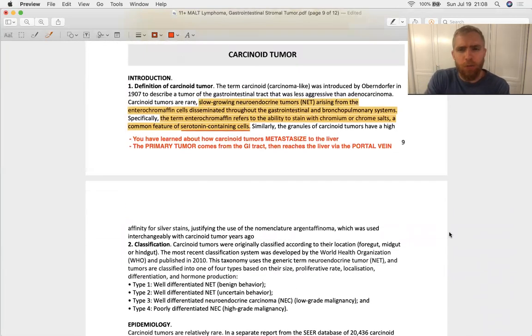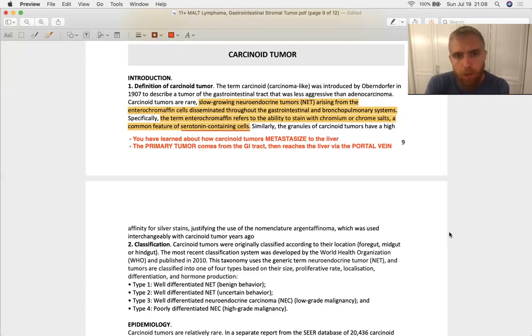So let's talk about carcinoid tumors. These dudes are cool. They're neuroendocrine tumors growing from enterochromaffin cells distributed throughout the GI and bronchopulmonary systems. So these cells stain with chromium, reflecting how they contain serotonin. We have already talked about carcinoid tumors back when we talked about valvular lesions of the heart. Remember, carcinoid syndrome involves two heart valves. Which valves? Tricuspid and pulmonic.